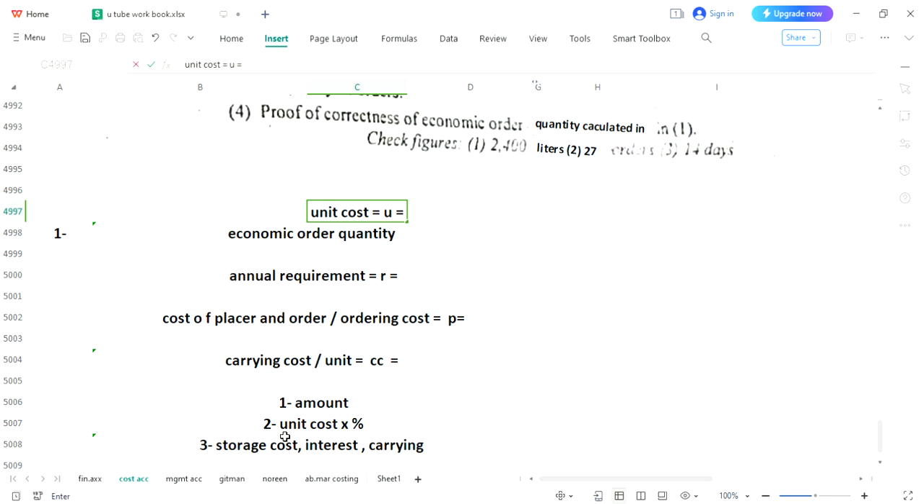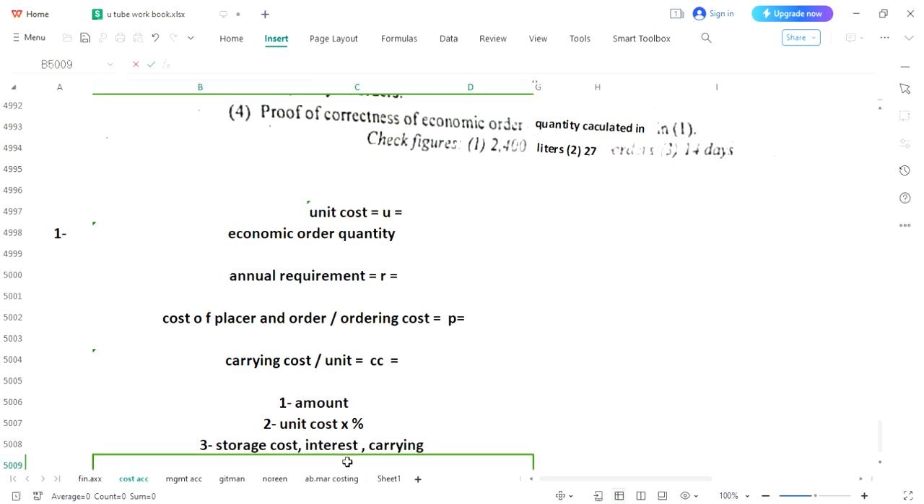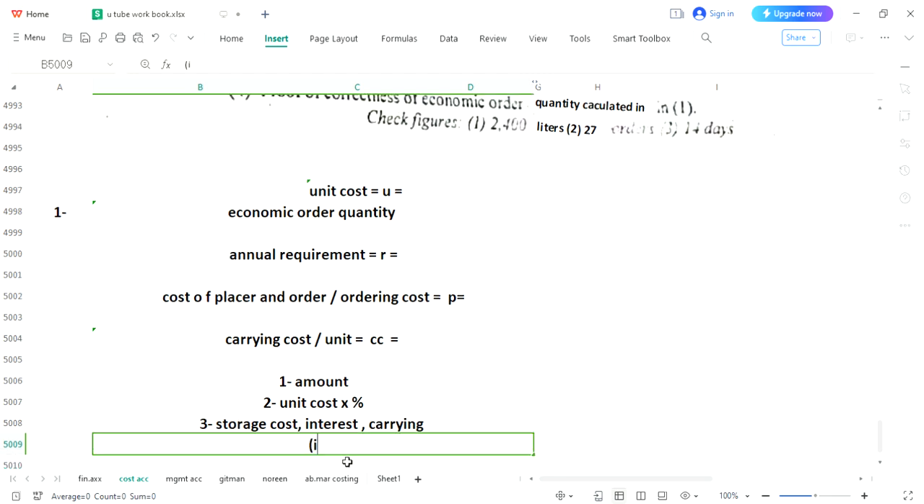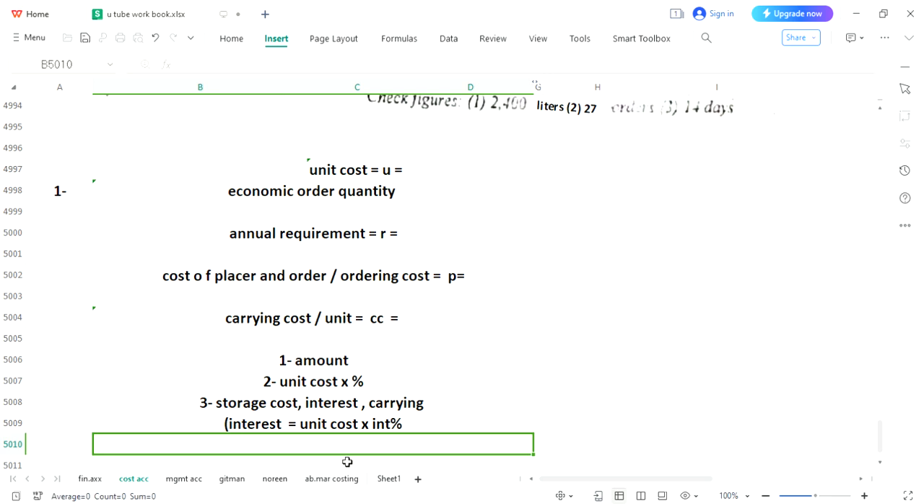And the third possibility is that the percentage is not present, unit cost is not present, and instead of these two, direct amounts of storage cost, interest or carrying cost are given. In case of interest, to calculate it you will take the unit cost and a percentage would be given for interest. You will apply that interest percentage upon it. Please note it down and repeat these elements, and these elements would always be present to calculate economic order quantity.